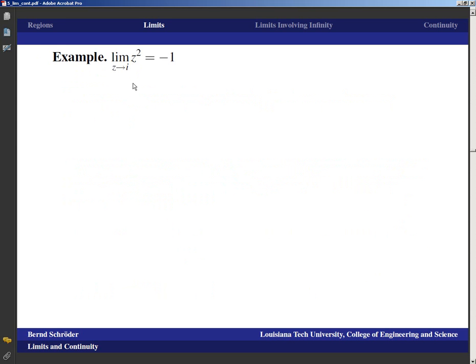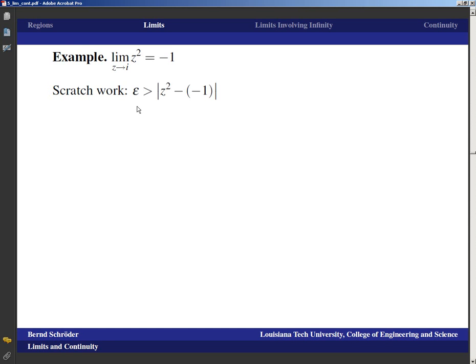Let's prove that the limit as z goes to i of z squared is -1. This shouldn't be too surprising, because after all, i squared is -1 also. So what we're actually proving here is that the function z squared is continuous at i, but it's instructive to go through the steps. Let's first think about scratch work, and then write down the proof with the epsilons and the deltas and everything else.